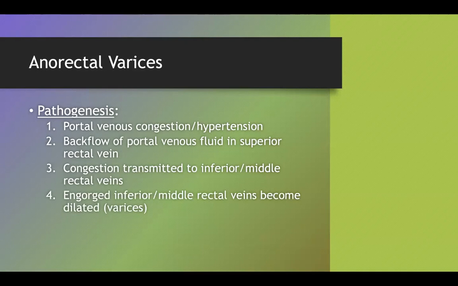Once these inferior and middle rectal veins become dilated, they're not going to be able to withstand these pressures because they're not used to having such high pressures in their small veins. And those veins themselves can dilate and rupture, resulting in GI bleeding.